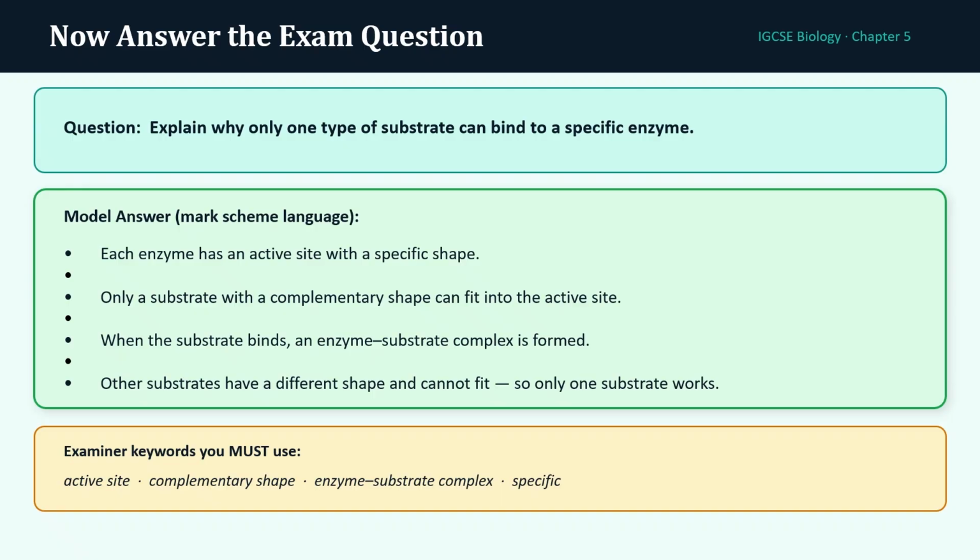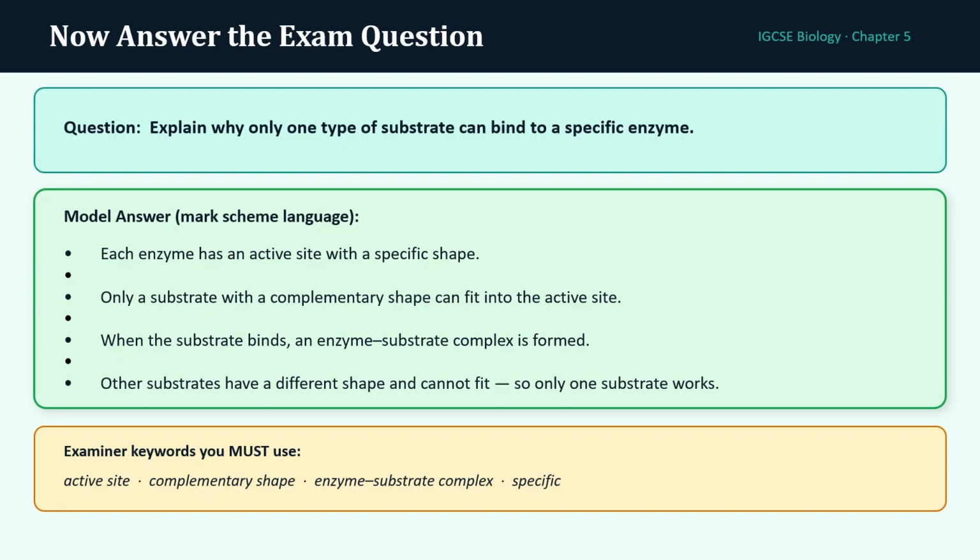First point. Each enzyme has an active site with a specific shape. Second point. Only a substrate with a complementary shape can fit into that active site. That word complementary is key. Use this. Third point is when the substrate binds, they form an enzyme-substrate complex. Fourth point is other substrates have a different shape, so they cannot fit. Only one type of substrate works perfectly for each enzyme.